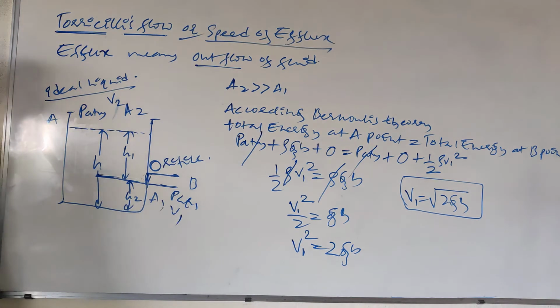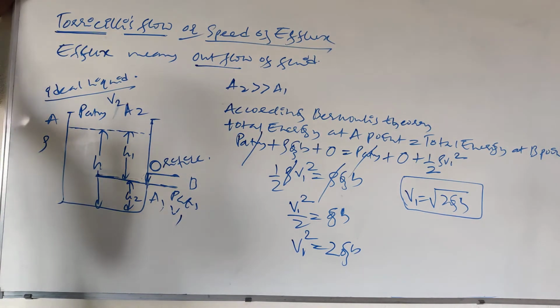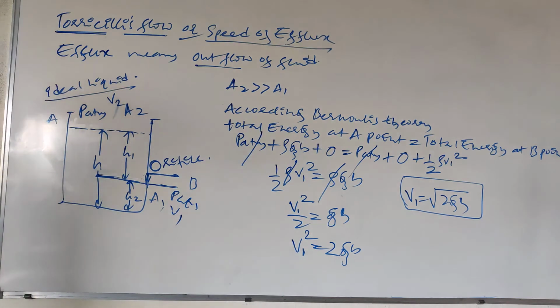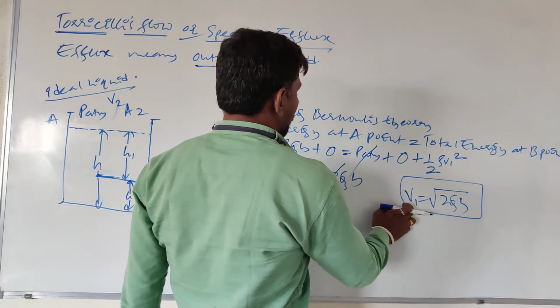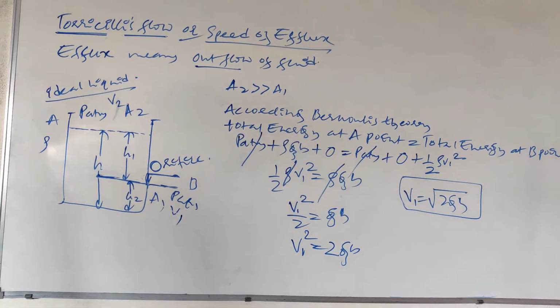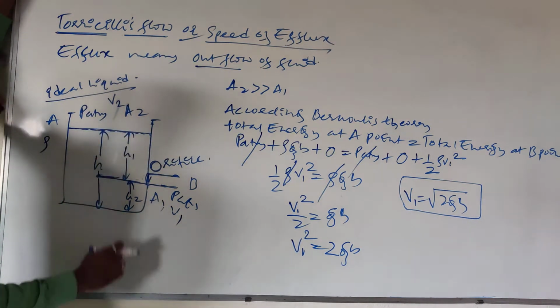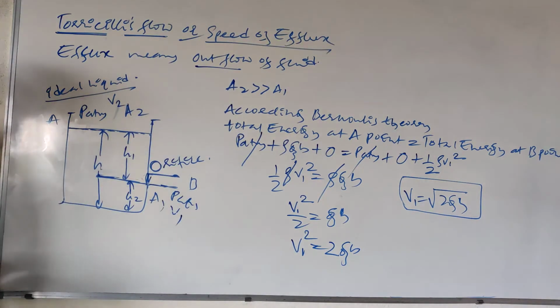Very important thing from the orifice: root 2gh. This is what we call speed of efflux. This V1 we call speed of efflux. We call this Torricelli's law, Torricelli's flow, speed of efflux, right? So this is the velocity when a liquid falls freely.